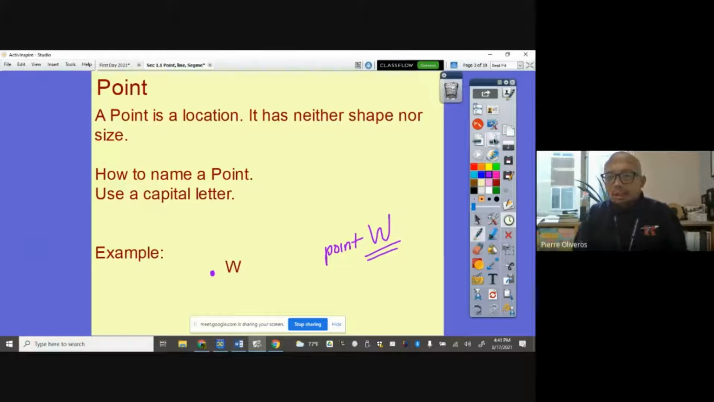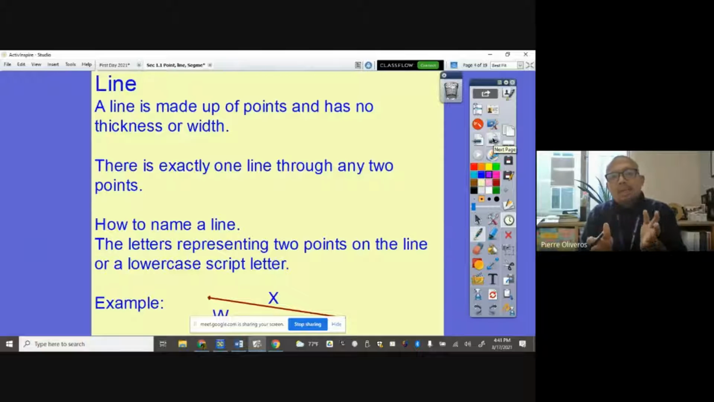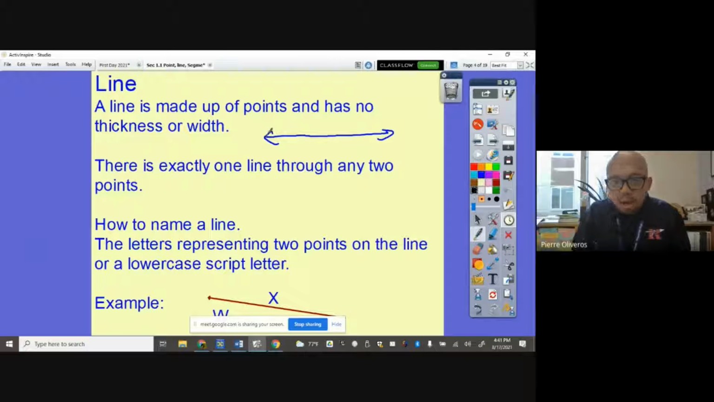Okay. Next, line. A line is made up of points and has no thickness or width. So a line is not just a stick line there. It is composed of multiple gazillion points. Although there's exactly one line through any 2 points, you only need 2 points. And if you connect them and go through them, they make a straight line.